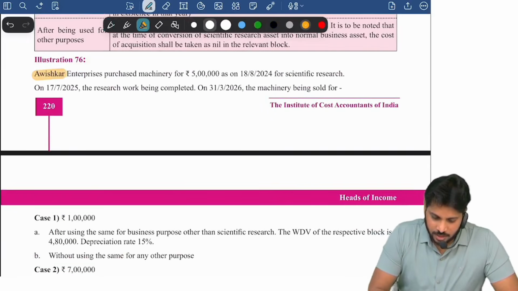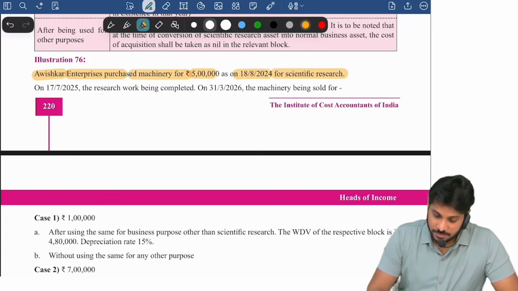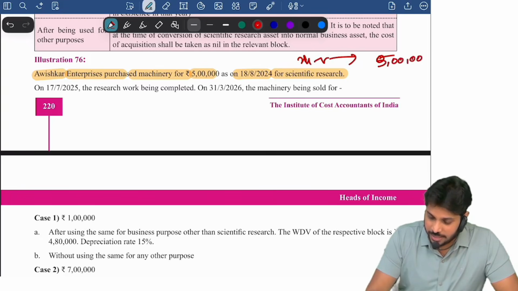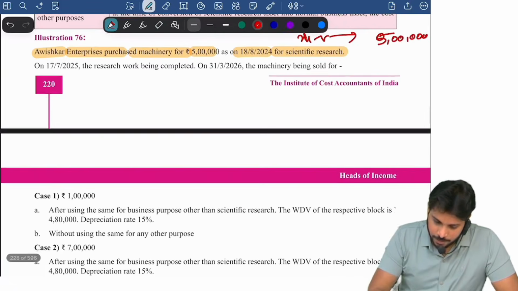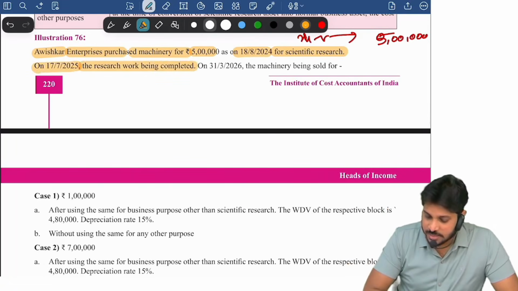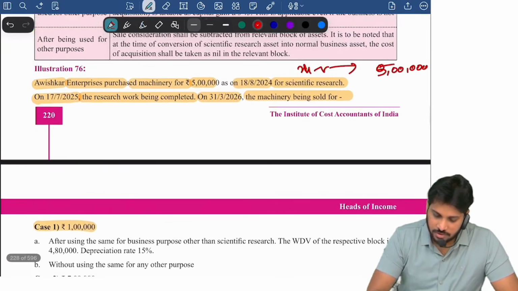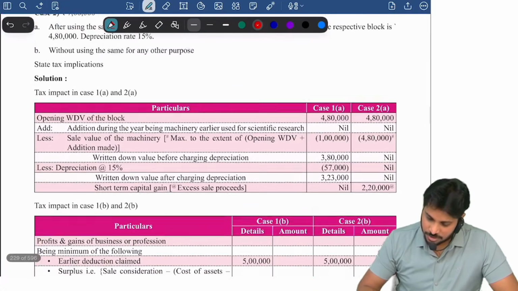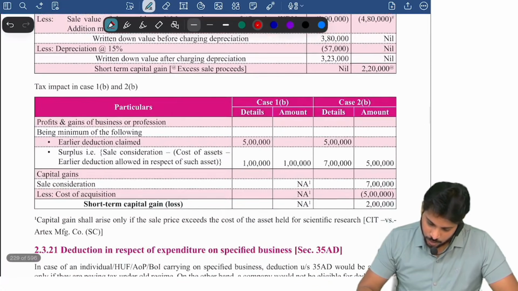76. Avishkar Enterprises purchased machinery for 5 lakhs on 18th August for scientific research. So in 24-25, they might have claimed deduction, no? Entire 5 lakh they would have claimed deduction. Now what happened on 17th July, current year? The research work is completed. On 31st March, the machinery is sold for 1 lakh. Whatever amount received, 1 lakh, is claimed as taxable amount. Yes or no? What is the tax impact?